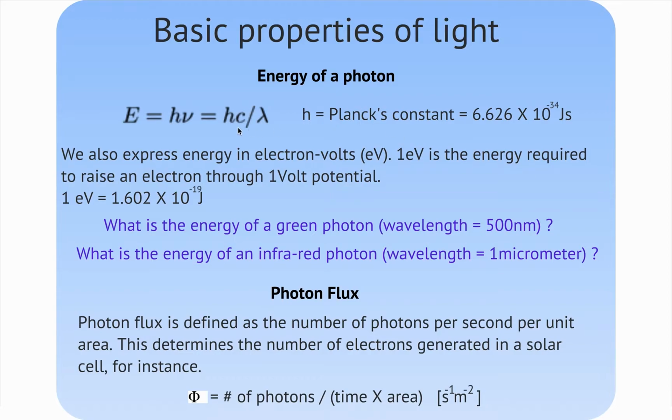Of course, to solve this problem, you need to know what c is. So the speed of light is 3 times 10 to the power of 8 meters per second.